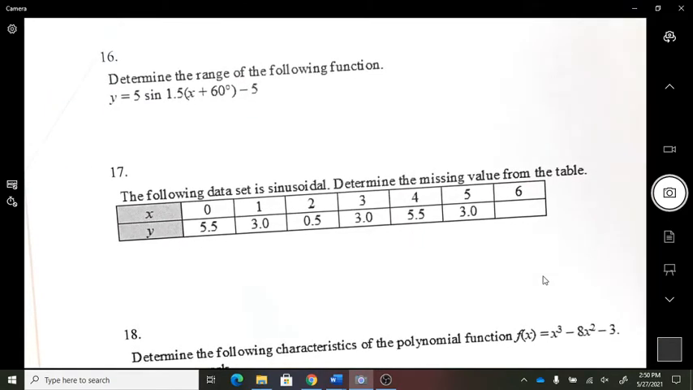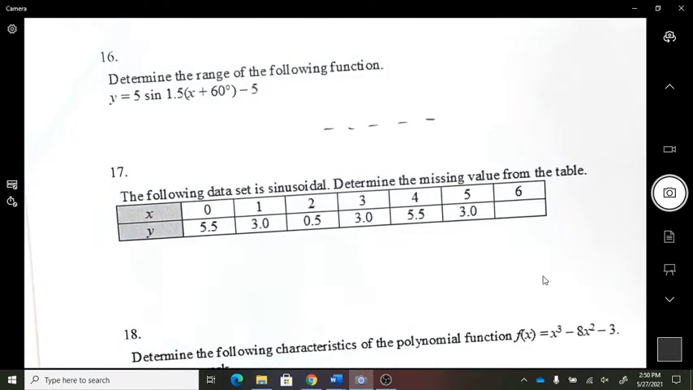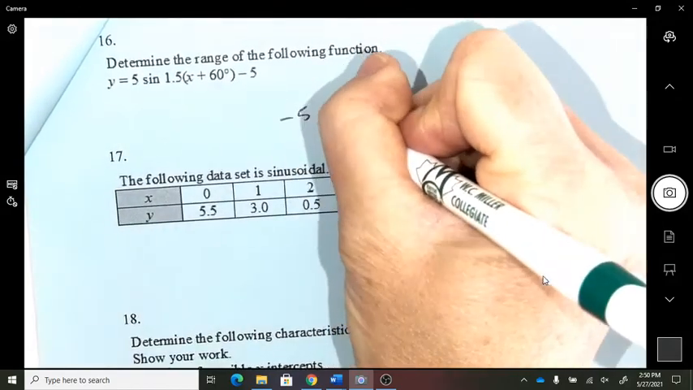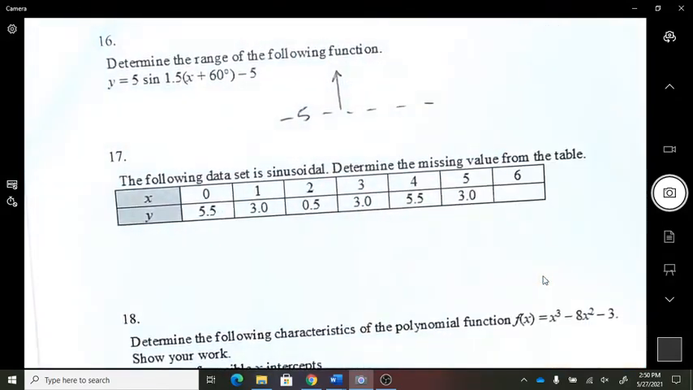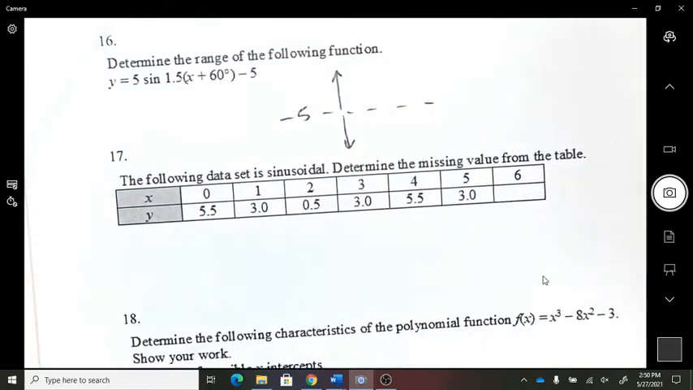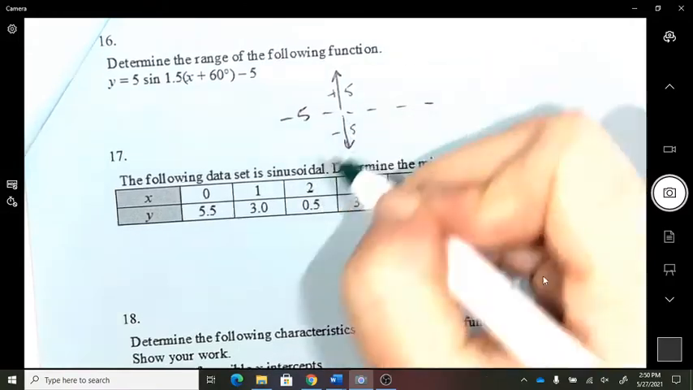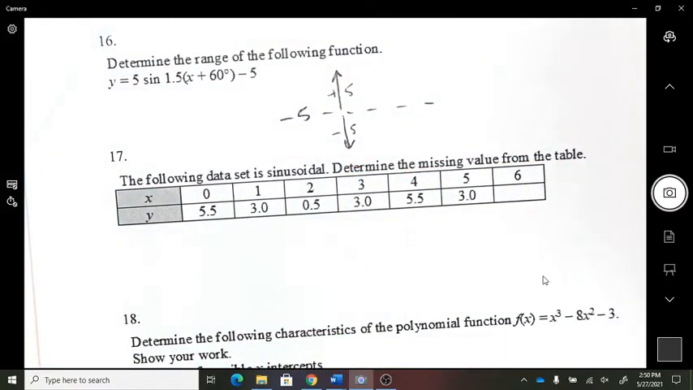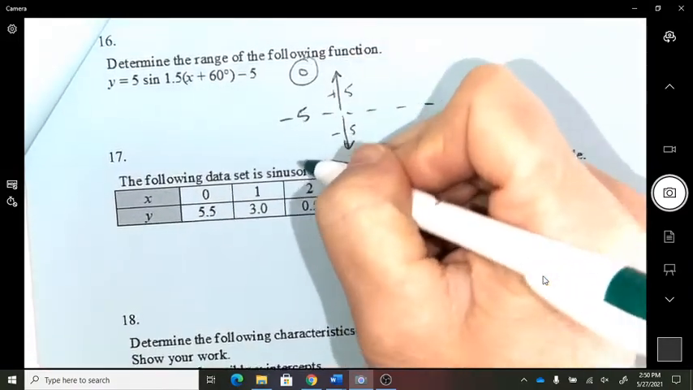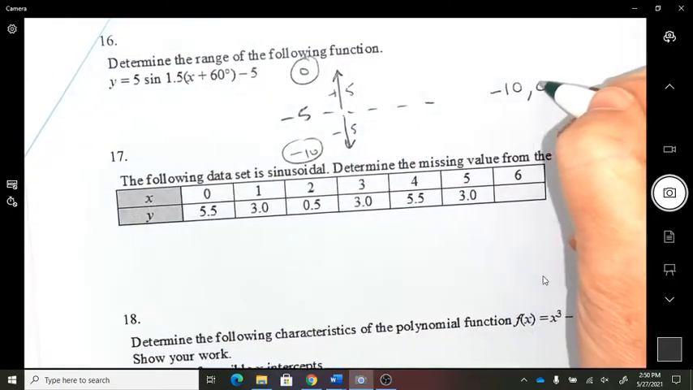Okay, range. So, what is the midline? What's in the middle? -5. How much should you go up and down? What's the amplitude? 5. So if you add 5, if you subtract 5, what kind of values are you getting to? 0 and -10. So when I say the range, from -10 to 0.